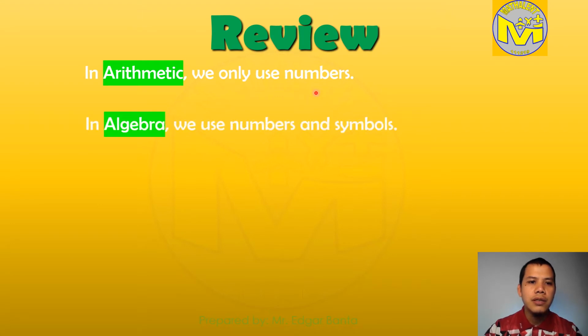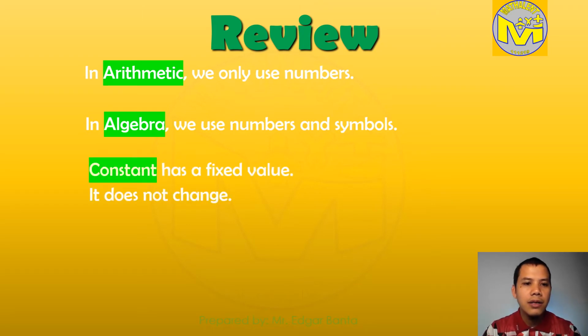The next word is algebra. In algebra, we use numbers and symbols. Remember, we have numbers and symbols in algebra like 2x, 3x, 5y, 2z, or any number and letter. That is algebra. Next, in algebra we have constants.